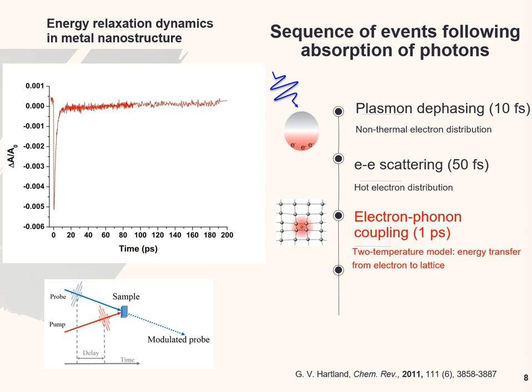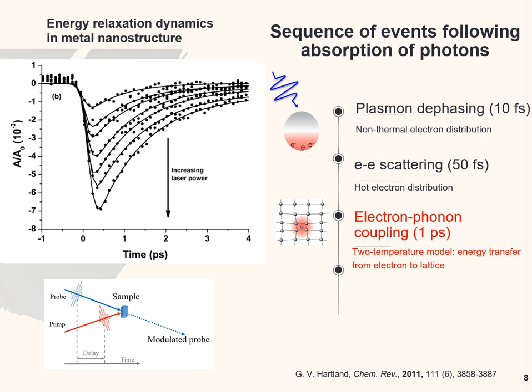For example, the third component is called electron-phonon coupling. This is usually 1 picosecond. As we see in the picture, it is a very fast decay in the kinetic traces. So the two temperature model describes it very well.